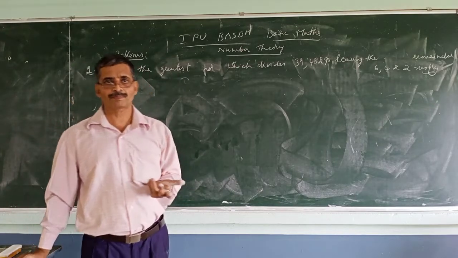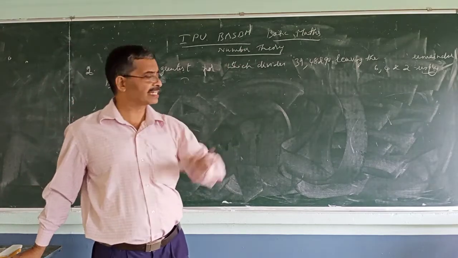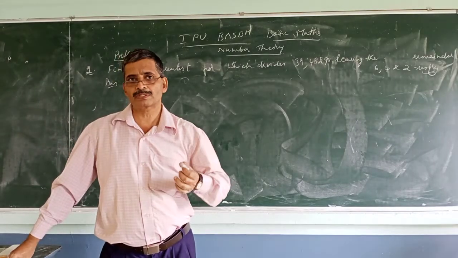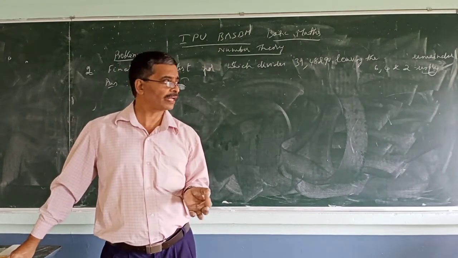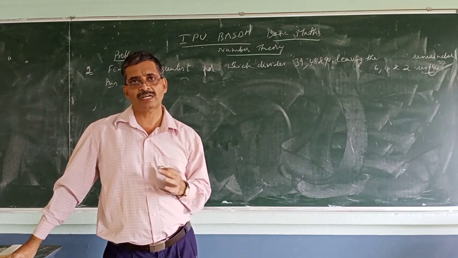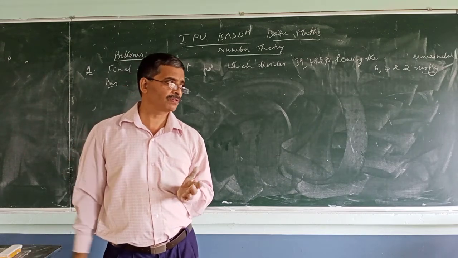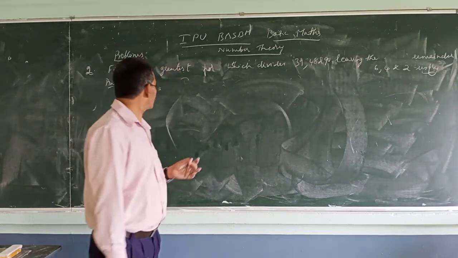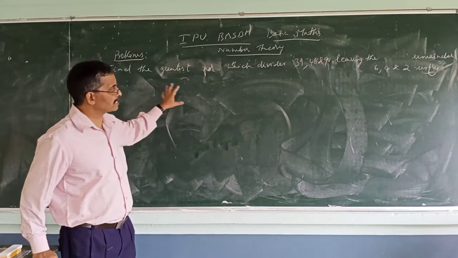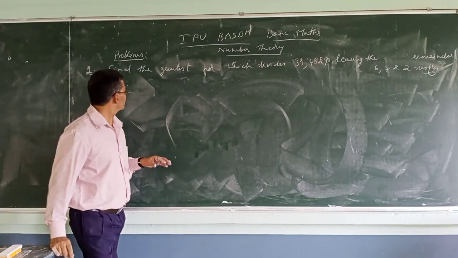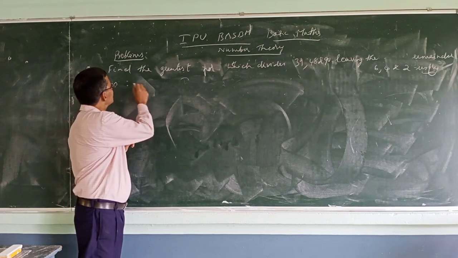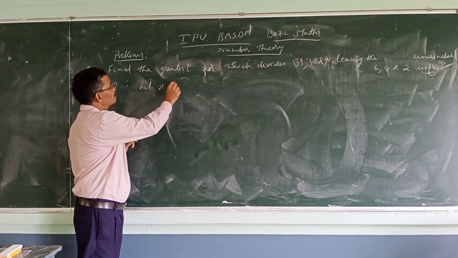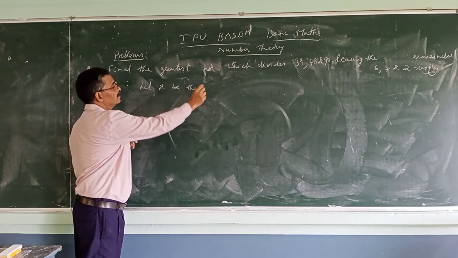But if you want the greatest number, what is required? The greatest number which divides. That means we require the GCD or HCF, the highest common factor or greatest common divisor. Okay, let us take the number as x. Let x be the GCD.